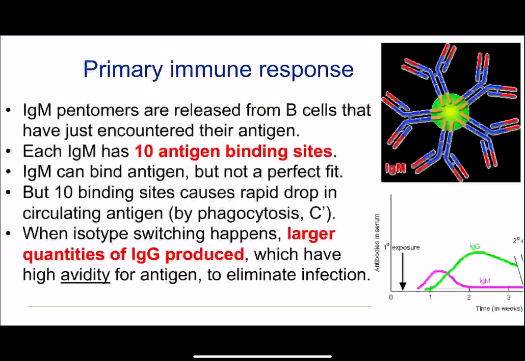But once it does that, it's awesome. It's really good. So you have this initial bump, the IgM bump, and then a little bit later you get the IgG or IgA or IgE bump when all of the tweaking is done.